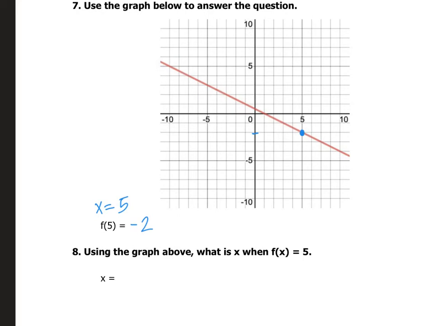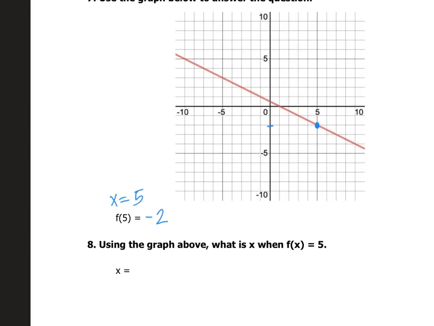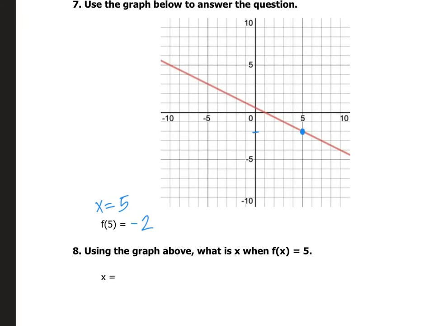Now we're going to continue to use the graph above. This one is asking what is x when f of x equals 5. So in this case, this 5 is our y value, okay, and it's positive. So we need to look at the y-axis, which goes up and down, and we need to look at +5, and then we need to figure out, do we need to go to the left or do we need to go to the right to hit our function? We need to go to the left.